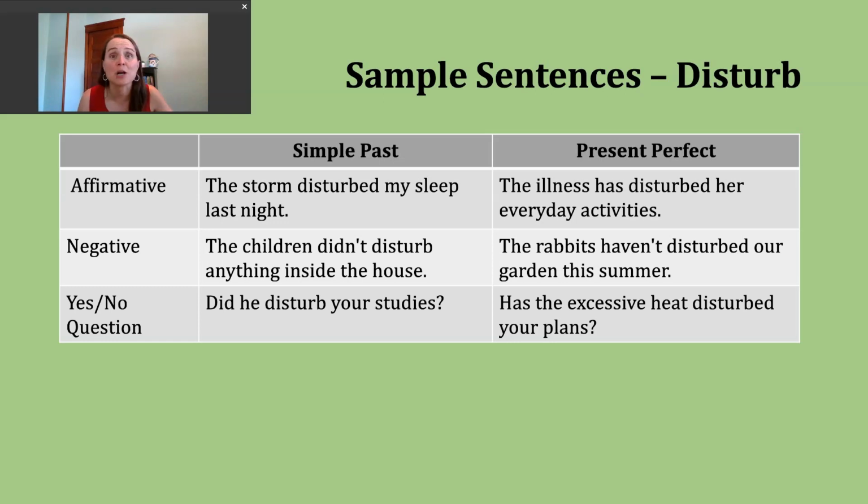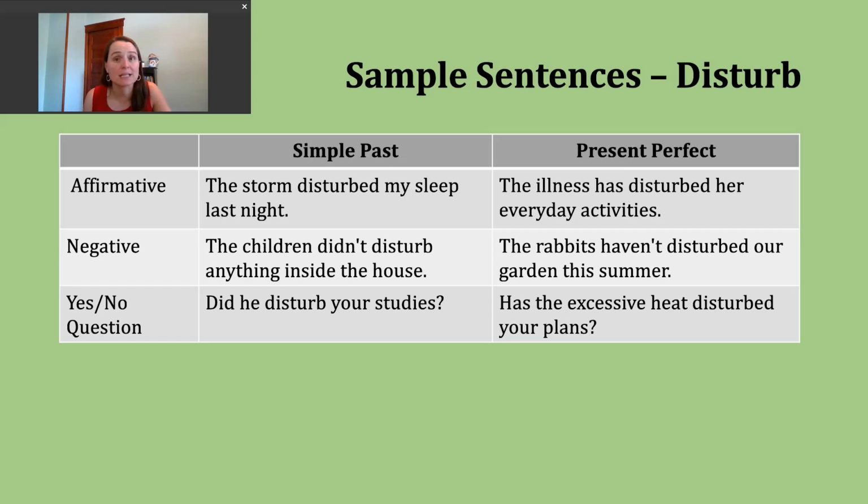Now, let's move on and talk about the present perfect. We use this verb tense in a couple different ways. Sometimes it's to describe an action that started in the past and continues into the present. But we can also use it to describe a completed action that occurred at some unknown point in the past.